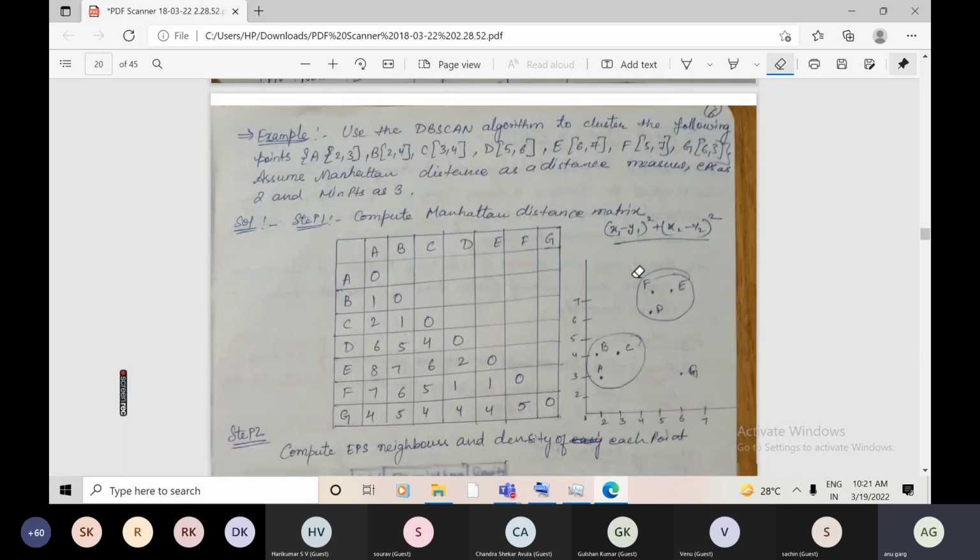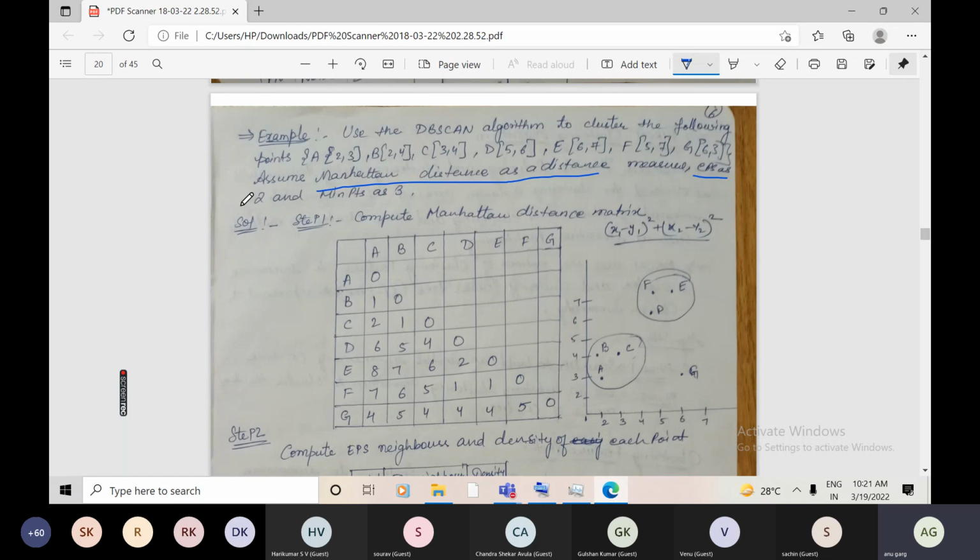I think it is clear, so I'm moving on. So this is another problem of DBSCAN. You can try it out. Same as before, points will be given to you. Here they have written that you need to assume Manhattan distance as the distance measure. Epsilon value is given, and minimum points 0.3 is given.